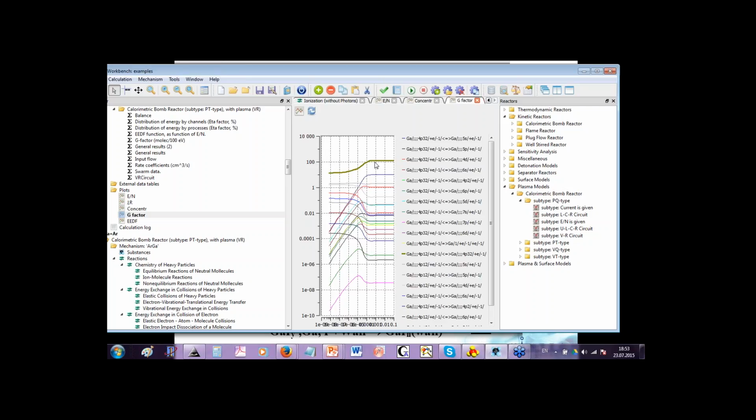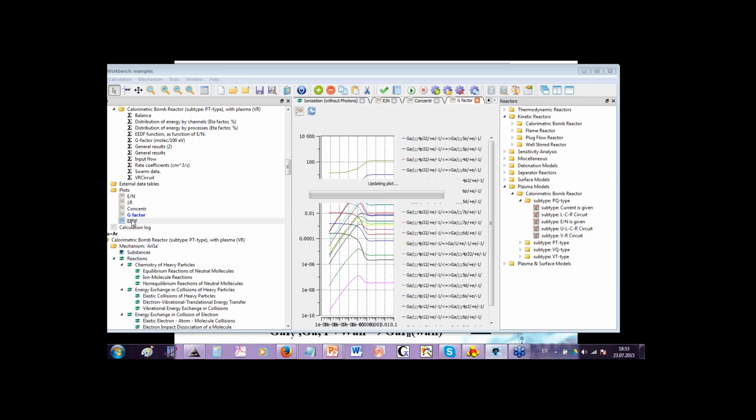You see the largest efficiency, of course, concerned with the excitation of the gallium from the ground state to the first metastable state. The second level of efficiency is concerned with the excitation from the metastable state to the first radiated state, 5s.